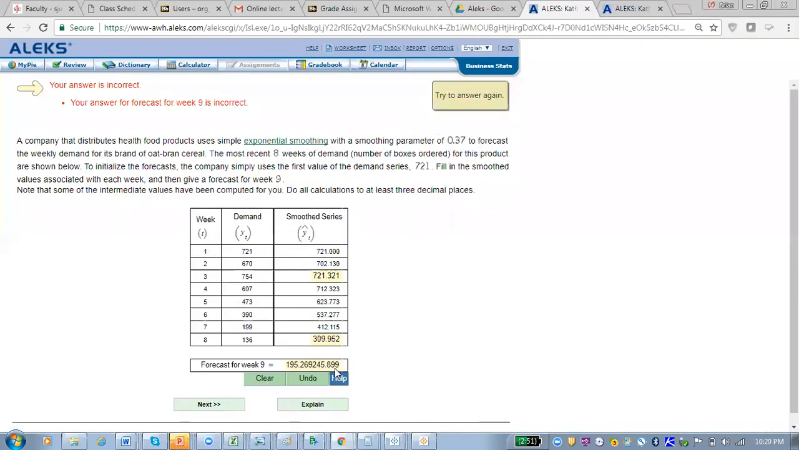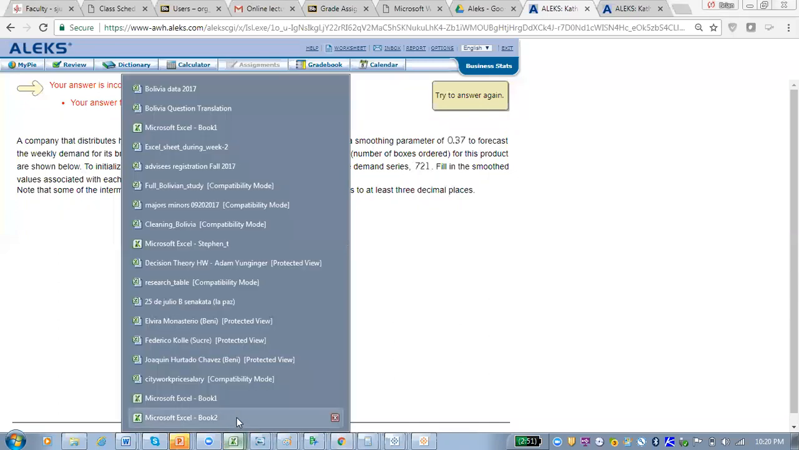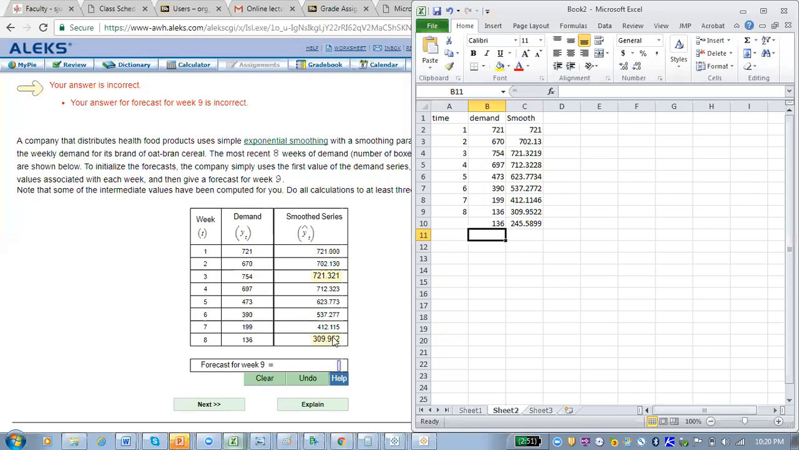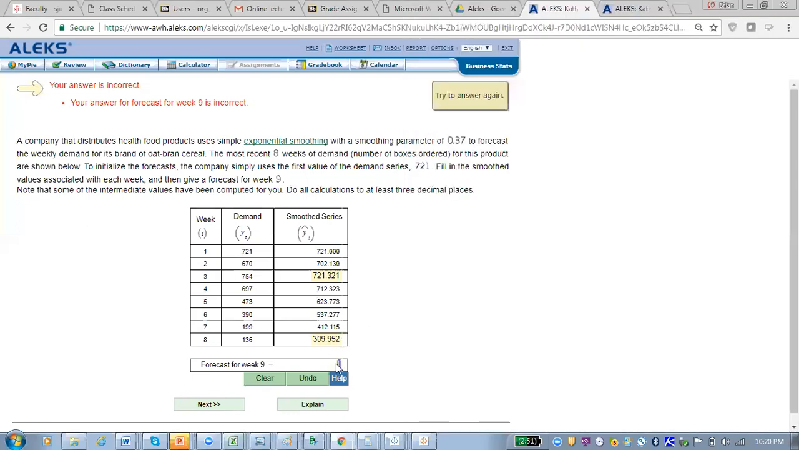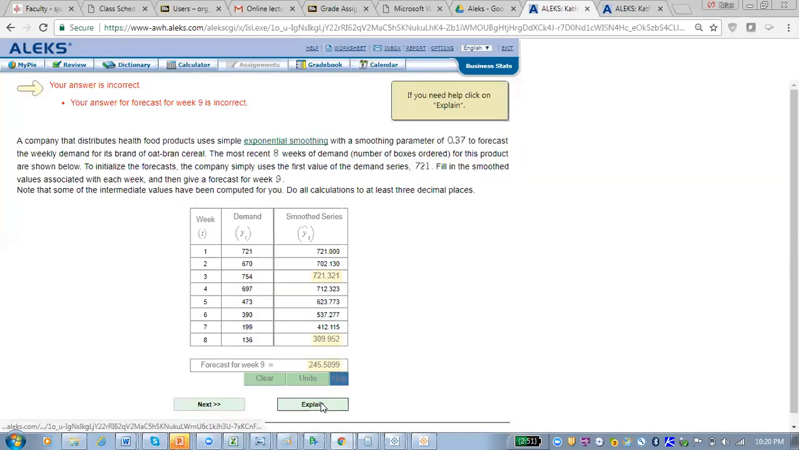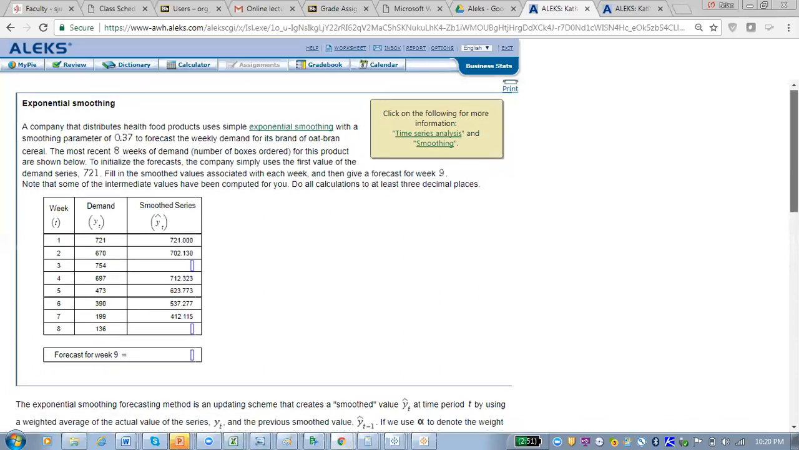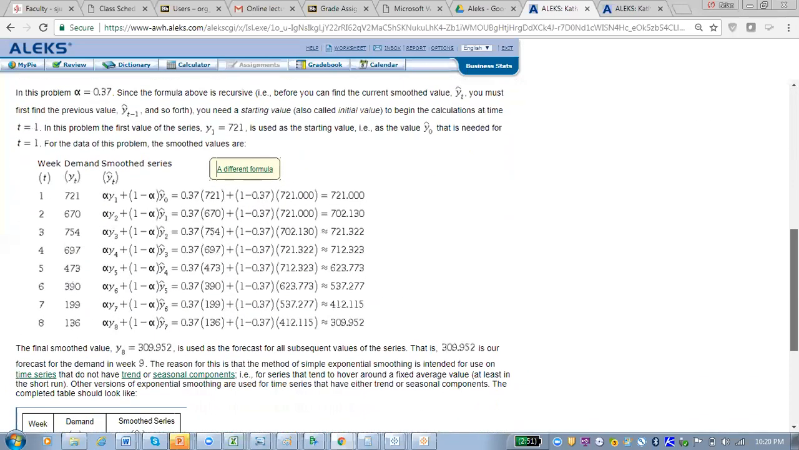245.89. I feel like there's one more number that needs to be generated. 0.5899, 245. Yeah, I'm fine with everything else. I just don't know where the last calculation is coming from. So I'm okay with that.